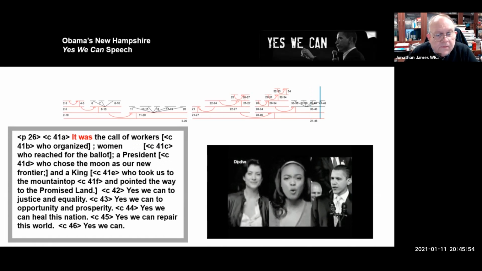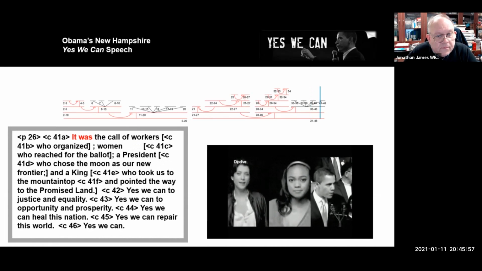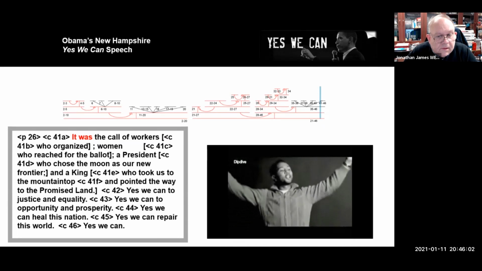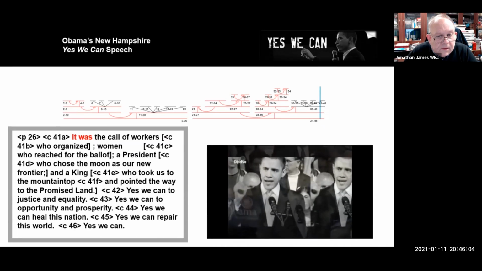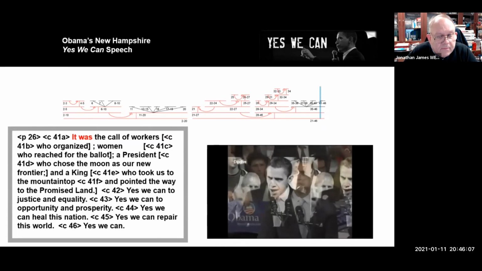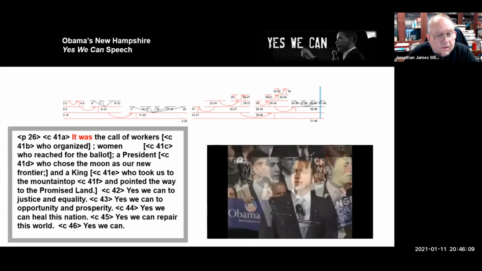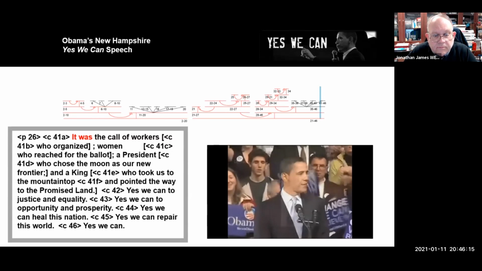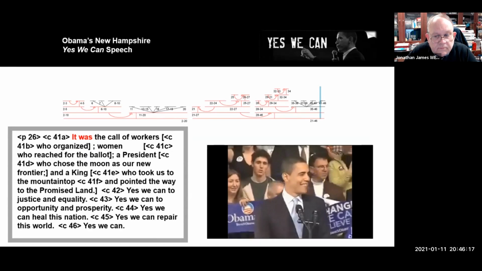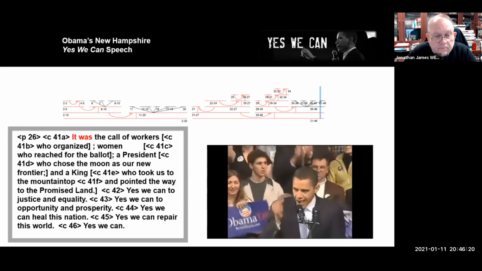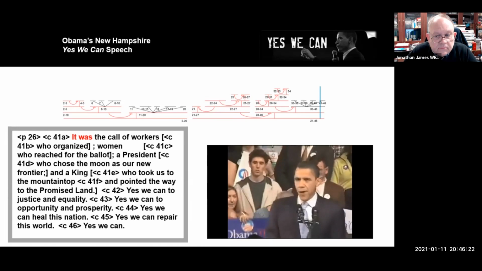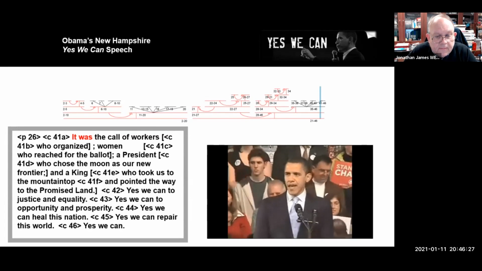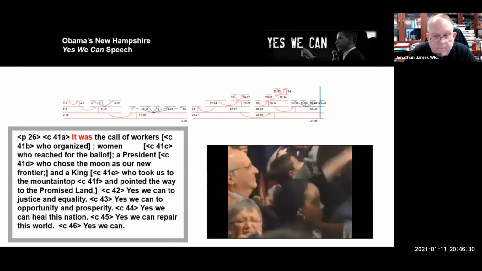It was the call of workers organized, women who reached for the ballots, a president who chose the moon as our new frontier, and the king who took us to the mountaintop and pointed the way to the promised land. Yes, we can to justice and equality. Yes, we can to opportunity and prosperity. Yes, we can heal this nation. Yes, we can repair this world.